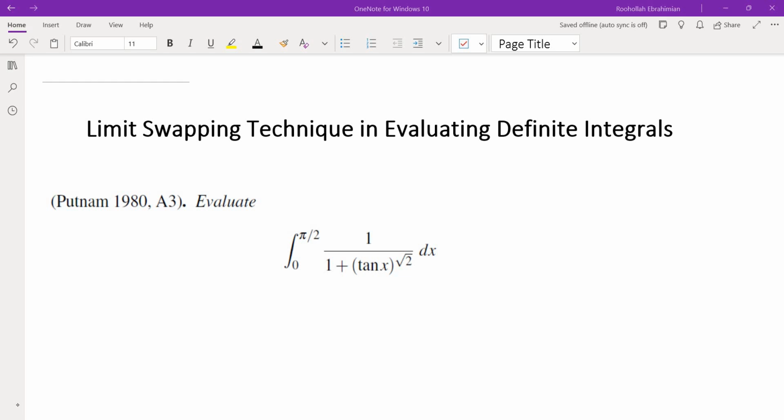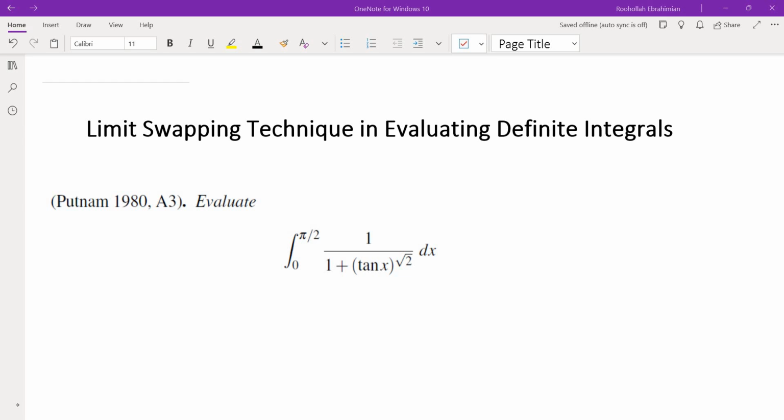I will do this one and illustrate what this method entails, and then I will also give you some other examples to work on. So here's the problem. Problem A3 from 1980, Putnam 1980. Evaluate the integral from 0 to pi over 2 of 1 over 1 plus tangent of x to the power of root 2 dx. If you try to evaluate this integral using the antiderivative technique, it is really impossible because finding an antiderivative for this function is impossible.